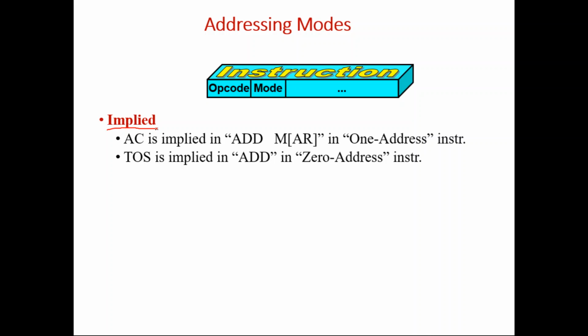Implied means it is something like implicit. You are not explicitly telling. It is implicitly meant. It means that directly we are not telling that some register or something is involved in this addressing, but actually it is understood. So implied is basically similar to implicit. Implicit means it is not explicitly specified. It is implicit.